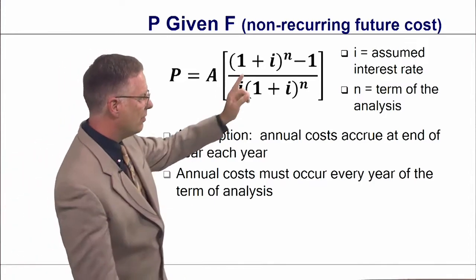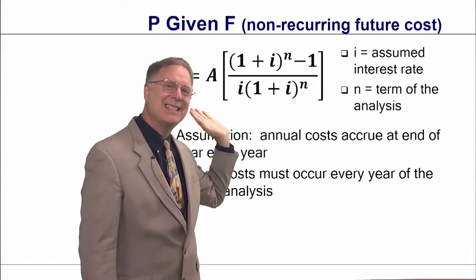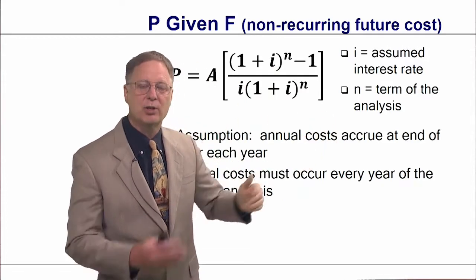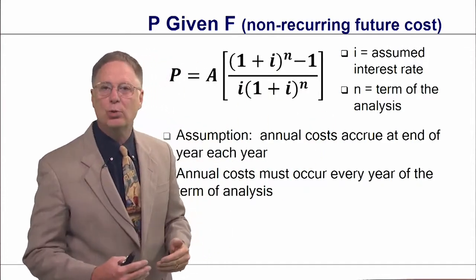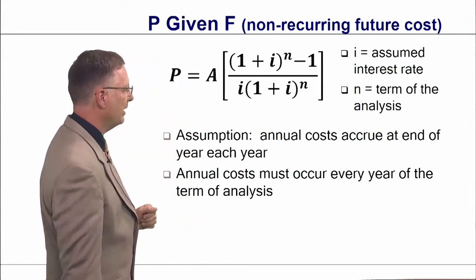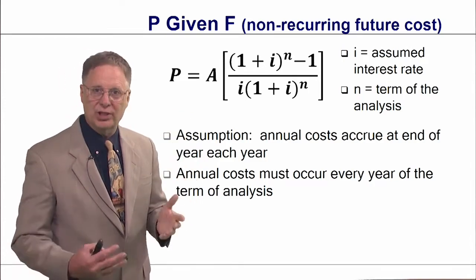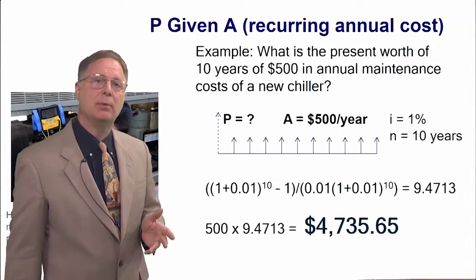We've got the interest rate we need to know. We need to know the number of years. And in this case, this is the total number of years of the effort, because we're going to presume the annual cost occurs throughout this entire term, the entire term of analysis. And then you've got the annual value that's coming in. What's the annual cost? So let me give you an example.